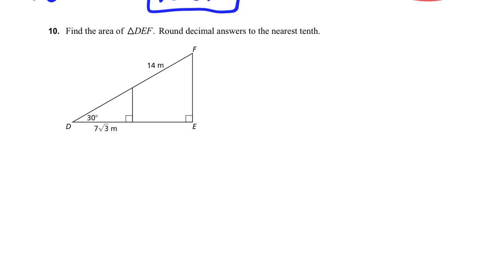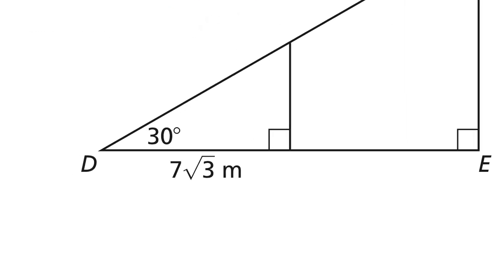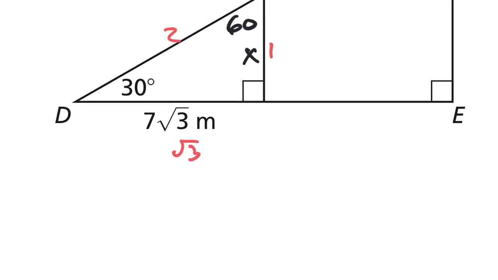Last question, find the area of triangle DEF, round decimal answers to the nearest tenth. So I'm going to first zoom in to this first triangle here to show you that we have a 30, 60, 90 triangle. So if we think about what's going on here, we have our side lengths. So we have 1, 2, square root of 3. What I don't know is this x here. So again, I'm doing a proportion method here just to model that.